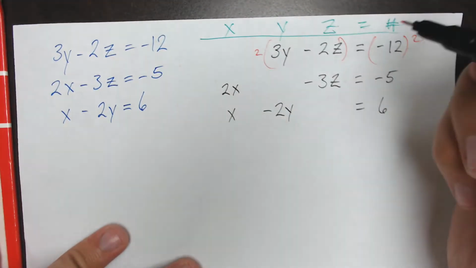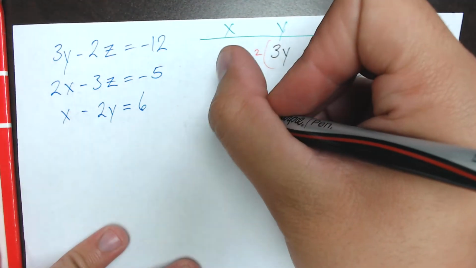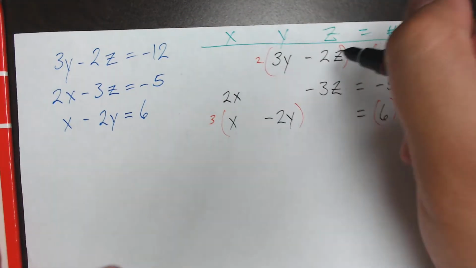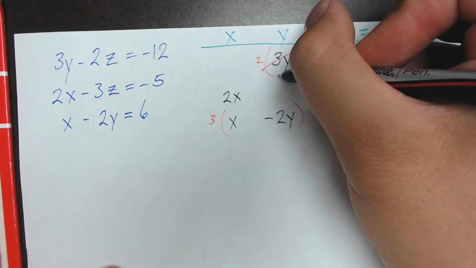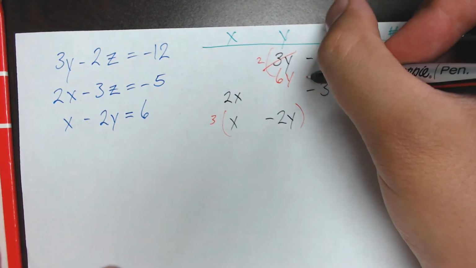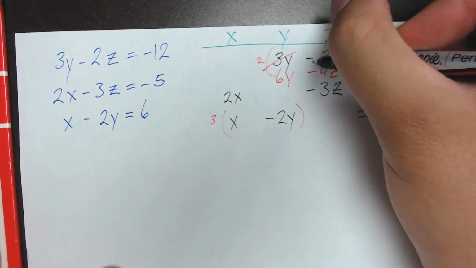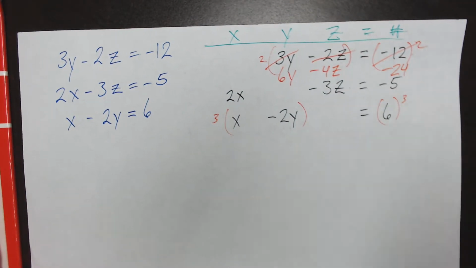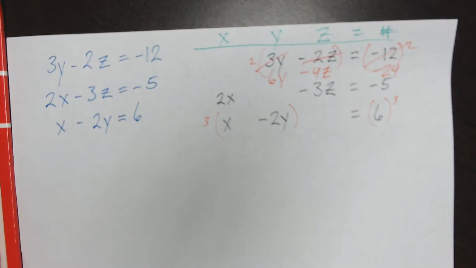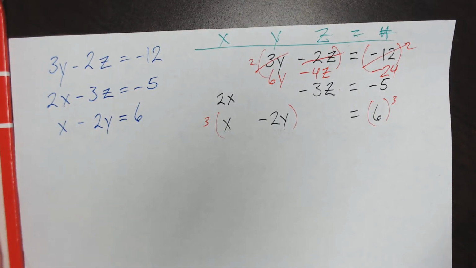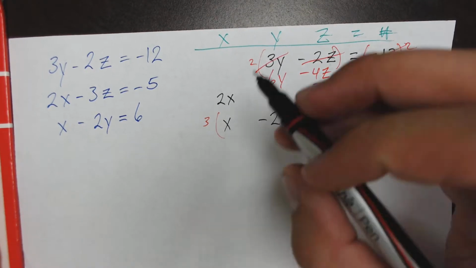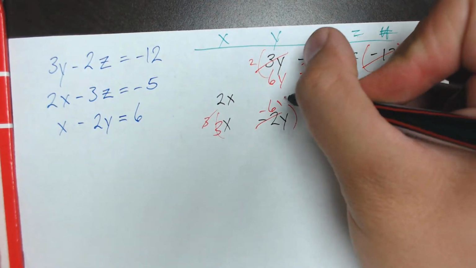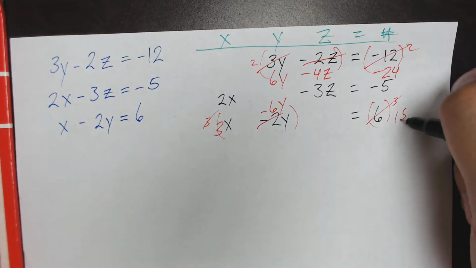And then I'll multiply the bottom equation by 3. Now when I do that, what I end up getting is 2 times 3y becomes 6y, 2 times negative 2z becomes negative 4z, and then this becomes negative 24. Then here on the bottom, this becomes 3x, this becomes negative 6y, and this becomes positive 18.